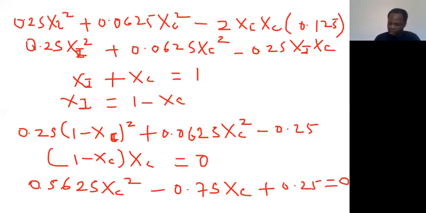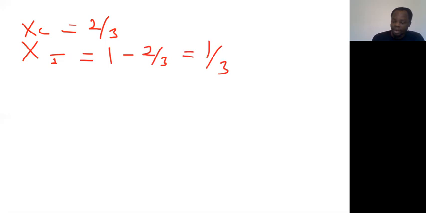Right, now this becomes a quadratic equation. So you can solve this equation. And when you solve it, you're going to have xc equal to 2/3, and xi then becomes 1 minus 2/3, which is the same as what? 1/3. That means if you invest 1/3 of your resources in Intel and 2/3 of it in Coke, you would be able to reduce the portfolio variance to 0. Okay.